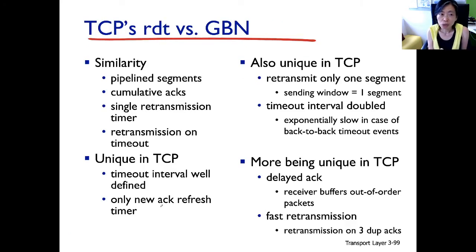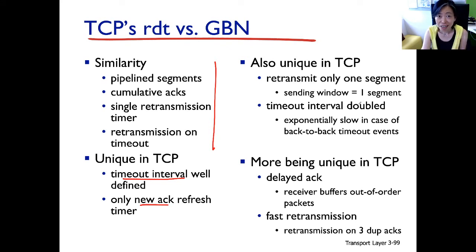This is the last slide to summarize TCP's RDT. TCP's RDT is essentially Go-Back-N, so the base is Go-Back-N. But TCP being something that we actually need to implement and see running, it defines very clearly the equation to derive the timeout interval. TCP is also a little bit more performance conscious, so the timer will only get refreshed when there is a new ACK. When there is a duplicate ACK, the timer does not get refreshed, unlike in Go-Back-N.